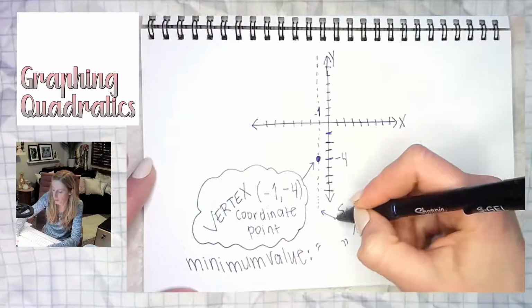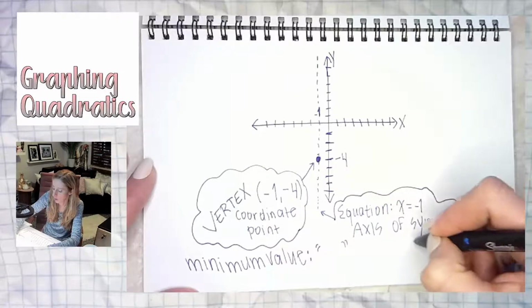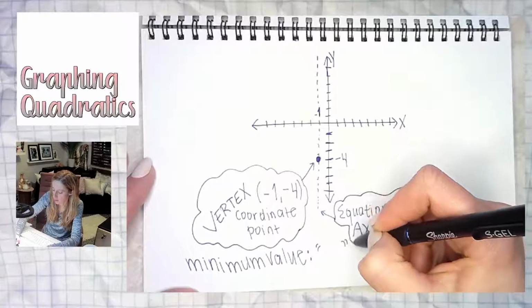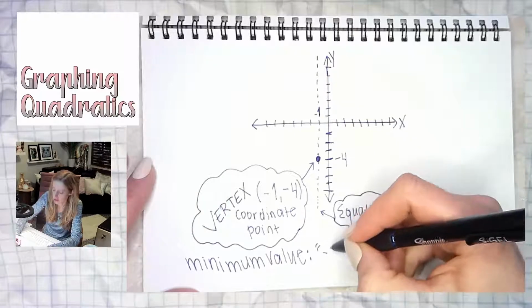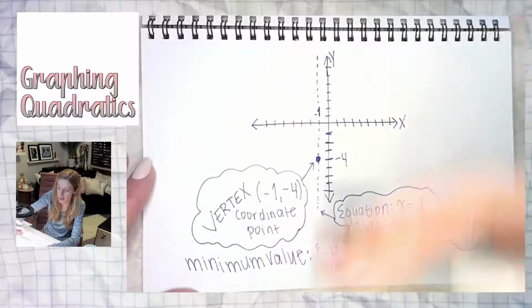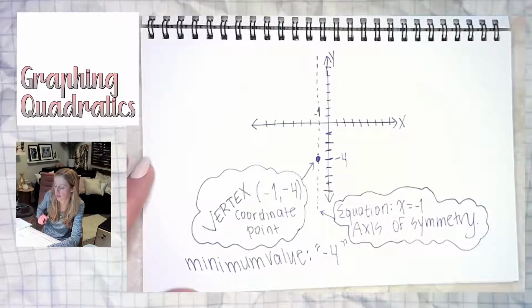Anybody remember? I said the minimum value, we always just give the blank coordinate. So I don't need both x and y. Do I want the x or do I want the y, if I'm looking for the minimum? Go ahead, Kennedy, which one? Is it the y? Yeah, it is the y, the highest or lowest. We would look at it vertically, so we just want the y. So the minimum value is -4.